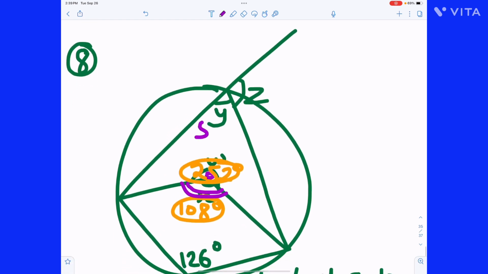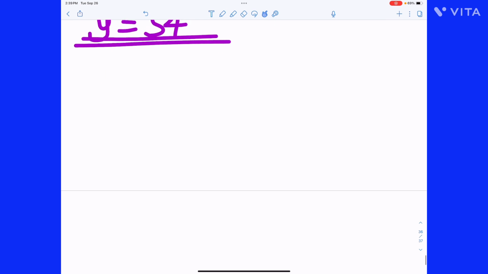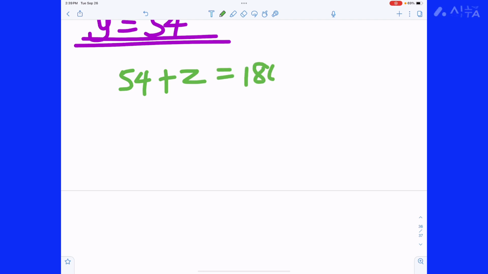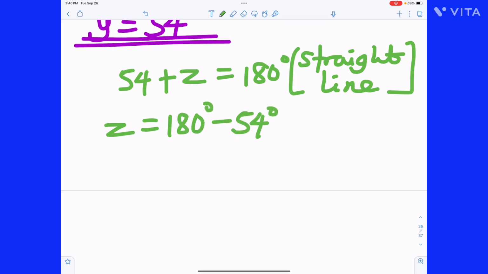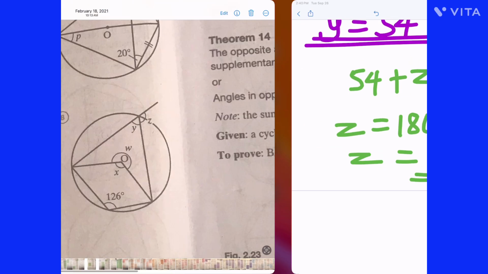If you know this place as 54, then this line is a straight line. So on a straight line, 54 plus z is 180. Can you see that? 54 plus z is 180 degrees. What's our reason for that? Straight line. The two angles are on a straight line. So z is 180 degrees minus 54. Z is equal to 126 degrees. So that ends question 8.